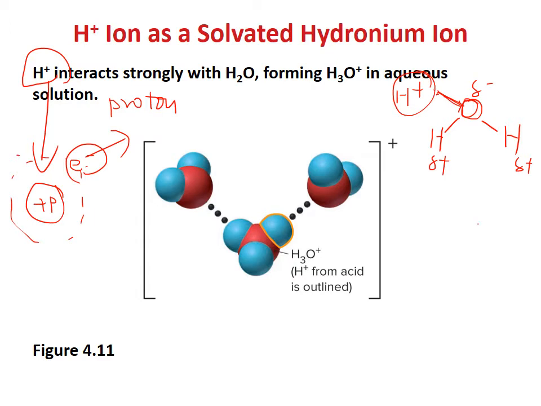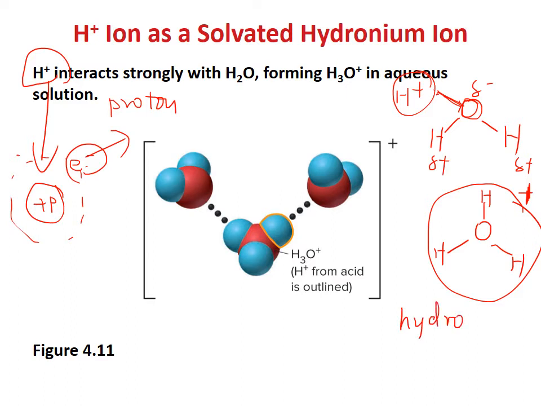So here you have oxygen with three hydrogens, with three oxygen-hydrogen bonds, and the whole molecule has a positive charge. And this is called the hydronium ion. In the hydronium ion, the three hydrogens are actually identical. There is no difference among all these hydrogens.